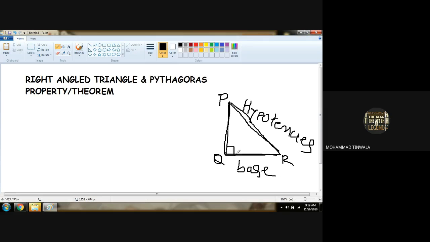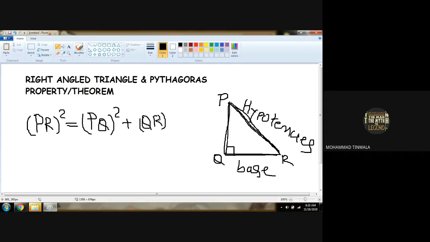Now, this has one rule. PR square. PR is what? Hypotenuse. Hypotenuse is always equal to PQ square plus QR square. આ બંનેના સ્ક્વેર ને એડ કરો. At that time we can get the square of hypotenuse. Is that clear, girls? Yes, sir. Are you getting it or not?